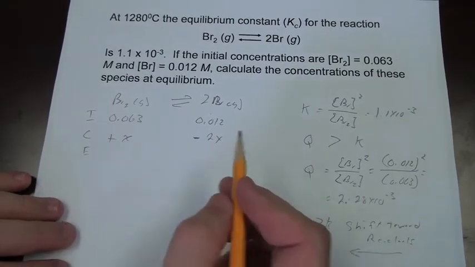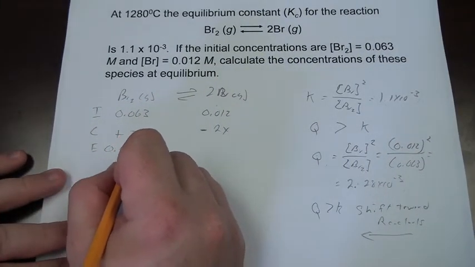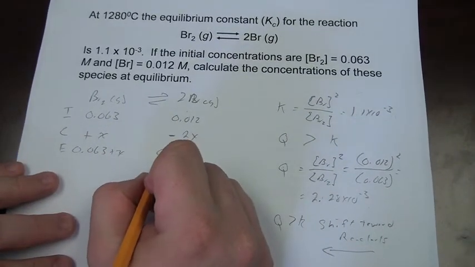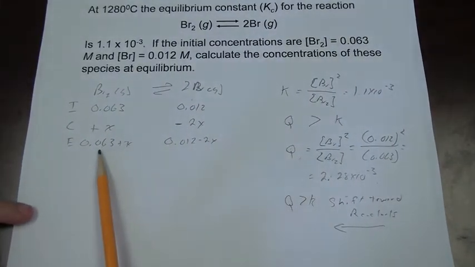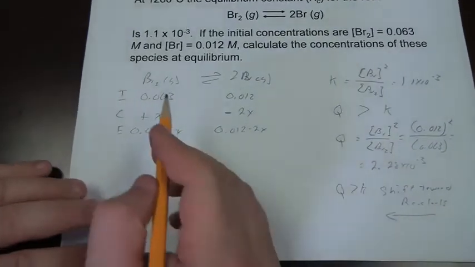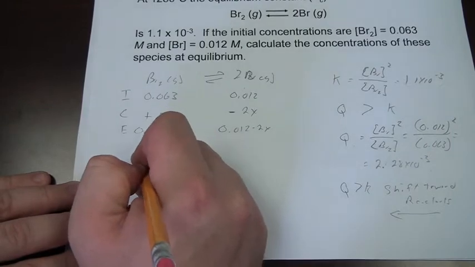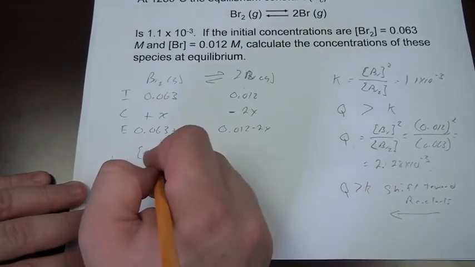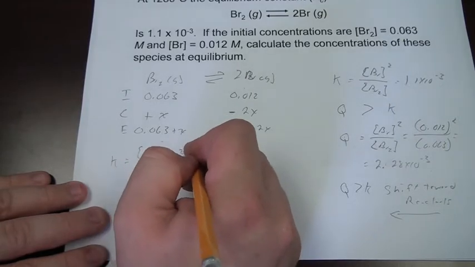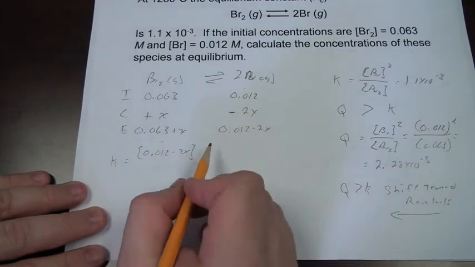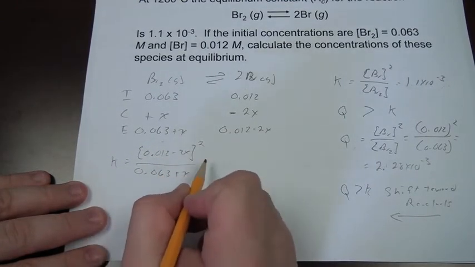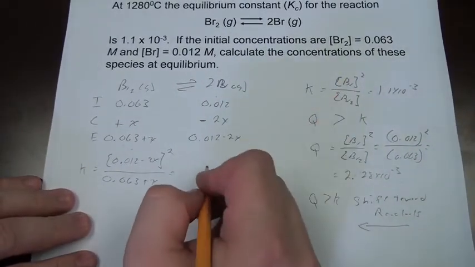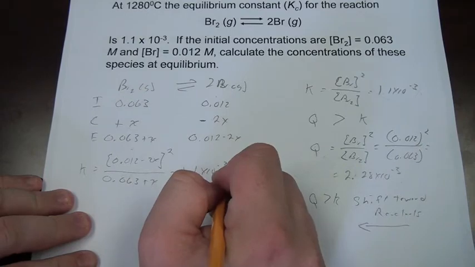So then at equilibrium, we're going to get a concentration of 0.063 plus x and 0.012 minus 2x. These are a representation of our concentrations at equilibrium, which have to be related through K. So we set up K equal to the concentration of Br at equilibrium, 0.012 minus 2x, squared, divided by this concentration, 0.063 plus x. And all of this relationship has to be equal to the K value, 1.1 times 10 to the negative 3.